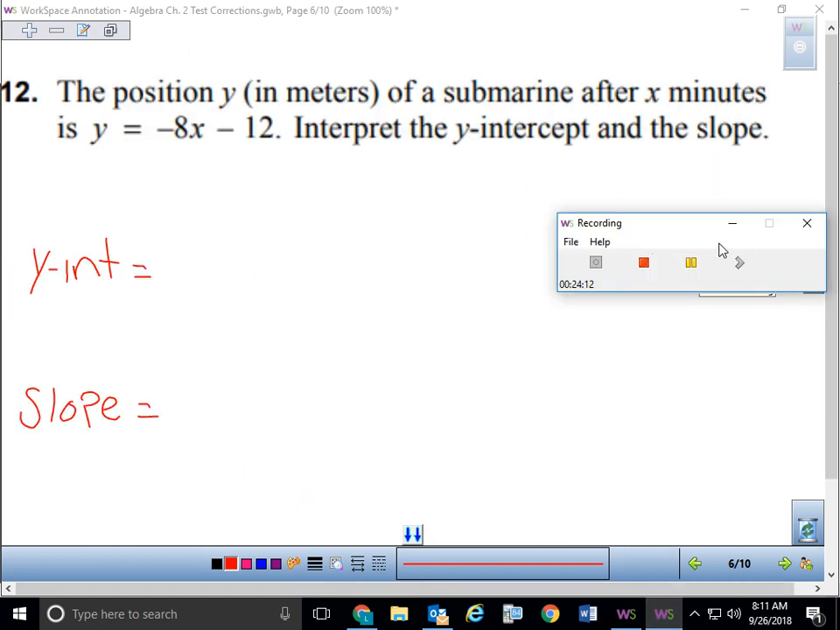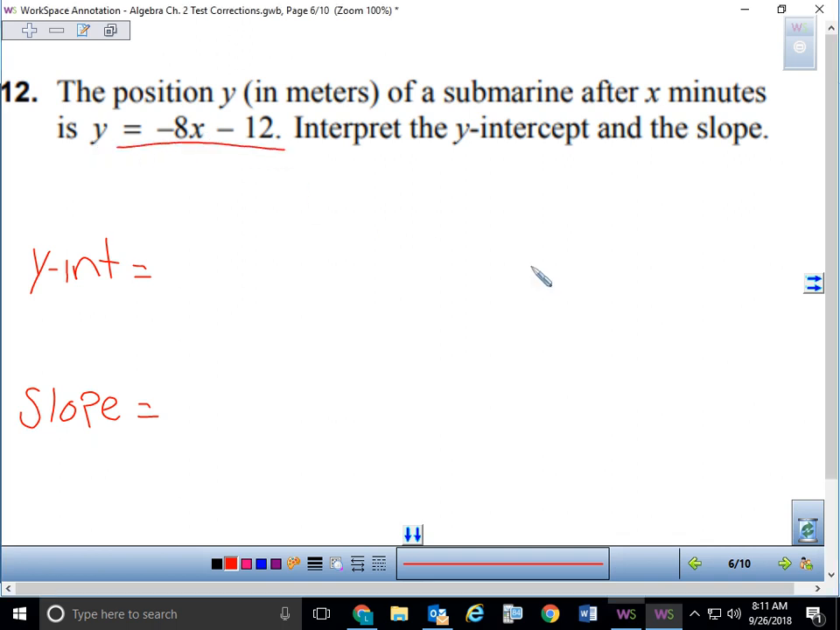Okay, guys, so question 12. It says, the position y in meters of a submarine after x minutes is y equals -8x minus 12. Interpret the y-intercept and slope. Well, interpret means explain. That means explain in words. If you just tell me what the y-intercept and slope is, but you don't explain to me what that means, I am not giving you full points.